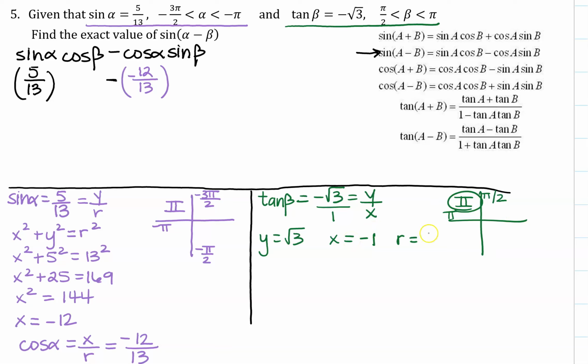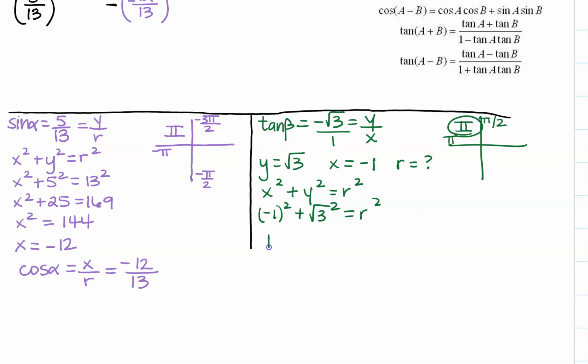With this information of x and y, we need to find r. We know that x squared plus y squared is equal to r squared. And so we have negative 1 squared plus the square root of 3 squared is equal to r squared. Negative 1 squared is a positive 1. Root 3 squared is 3. 1 plus 3 is equal to 4. And so r is equal to a positive 2. R is always positive, so we don't have to worry about whether r is the positive square root of 4 or the negative square root of 4.